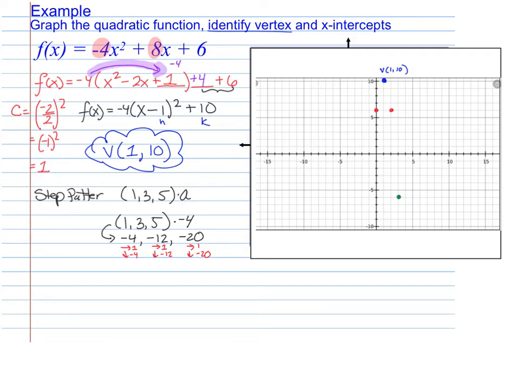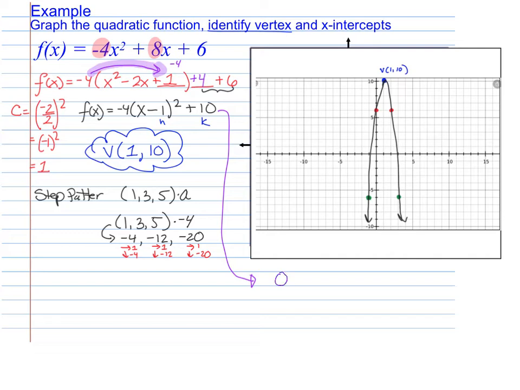That means on the other side, if the original point was here, it should be here. And then now I have enough points to sketch out my graph. And this is my quadratic graph. The last thing that I need to cover is find my x-intercepts. So to find my x-intercepts, I'm going to make my f of x of this function equal 0, because I want to find when y's are 0, what are my x values.